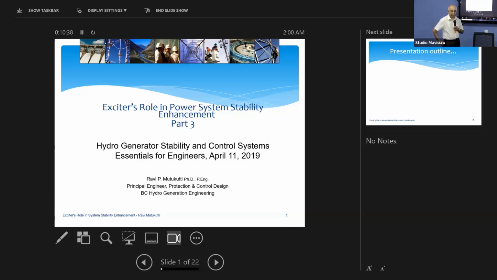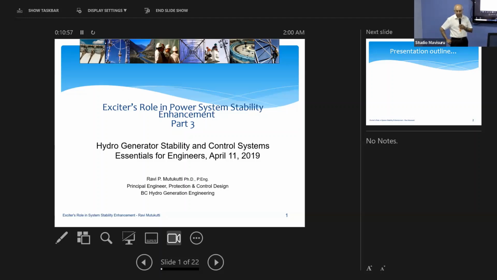In order to get IBR penetration, you need to have your primary frequency control, which is done by governors, working perfectly fine. So if those governors are not working fine, you do have a limitation in IBR penetration. IBR means inverter-based resource penetration.